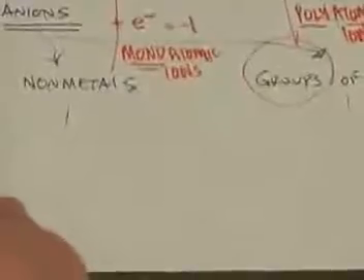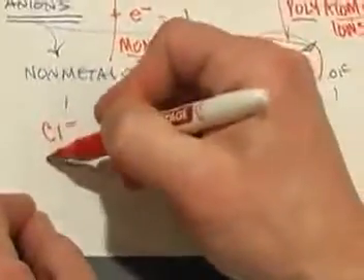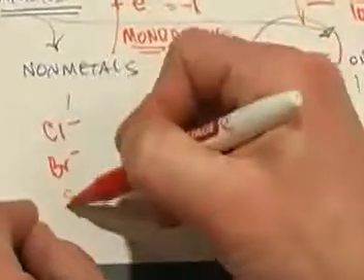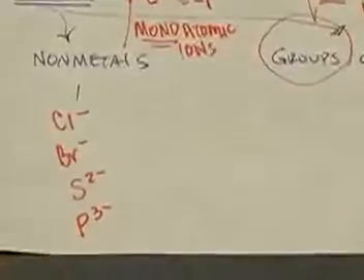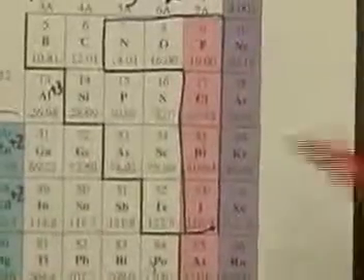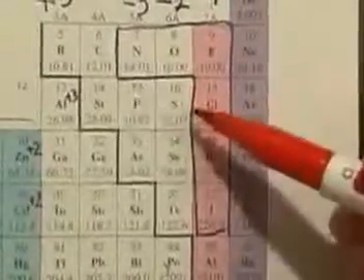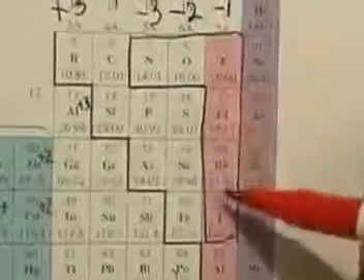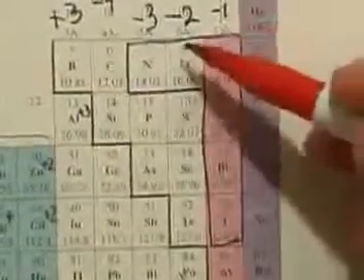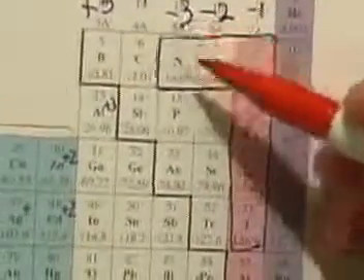So some examples of anions would be some nonmetals like chlorine, for example, or bromine, or sulfur, or phosphorus. Single elements that form a charge, and if you look at where they are on the periodic table, they're all nonmetals. Chlorine, bromine, sulfur, phosphorus. Nonmetals form negatively charged things, and if you remember, this group will always form -1 charged things, this group will always form -2 charged things, and this group will always form -3 charged things.